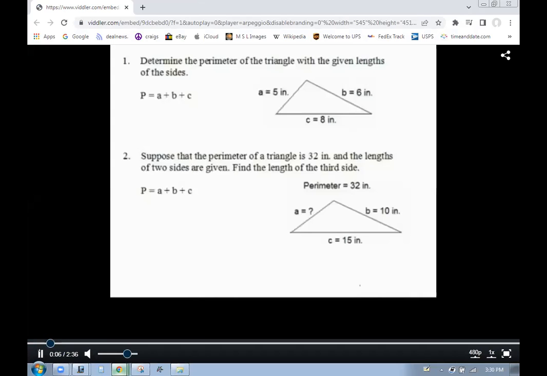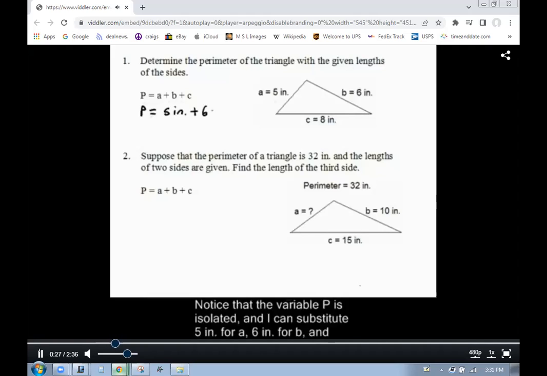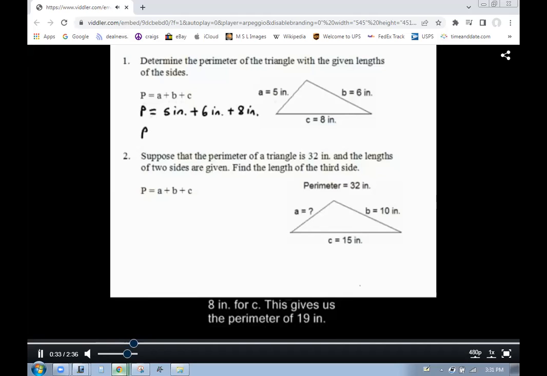To find the perimeter of a triangle, we add the lengths of the sides. As a formula, we can represent this as P equals A plus B plus C, where A, B, and C are the lengths of the sides. Notice that the variable P is isolated, and I can substitute 5 inches for A, 6 inches for B, and 8 inches for C. This gives us the perimeter of 19 inches.